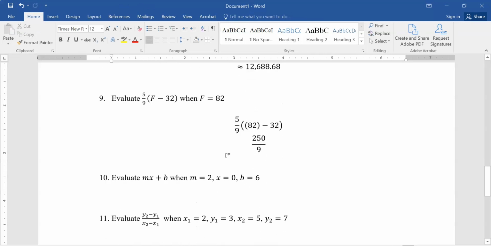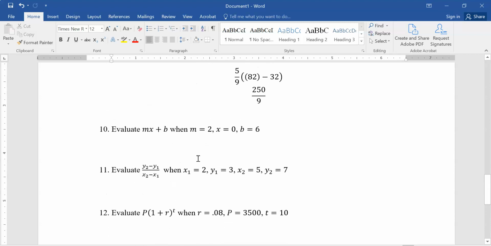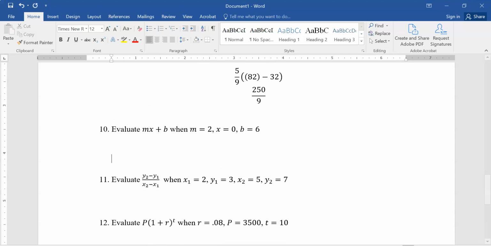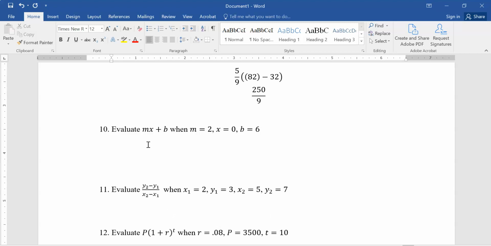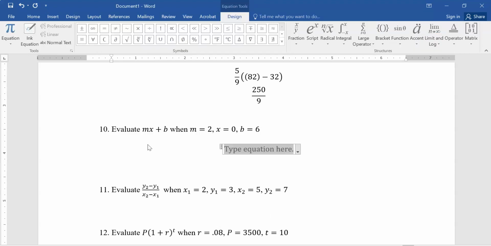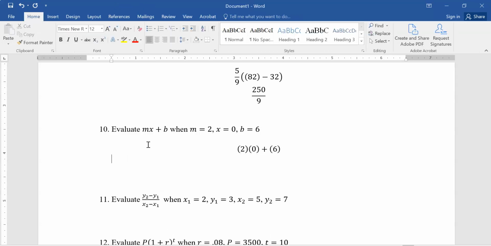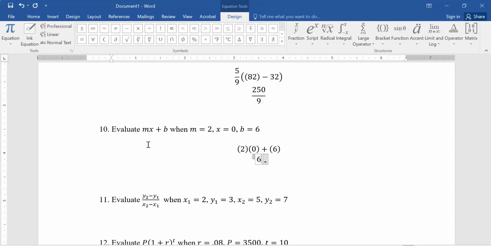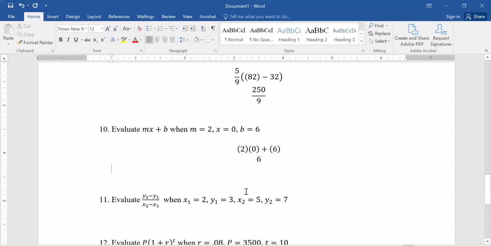All right, let's look at the next expression. Here, evaluate mx plus b when m is 2, x is 0, b is 6. So when m is 2, replace m with a 2. X is 0, replace x with a 0. B is 6, replace b with a 6. And when you type that all in, or when you just do it in your head, 2 times 0 is 0, plus 6 is 6. So the answer there is 6.